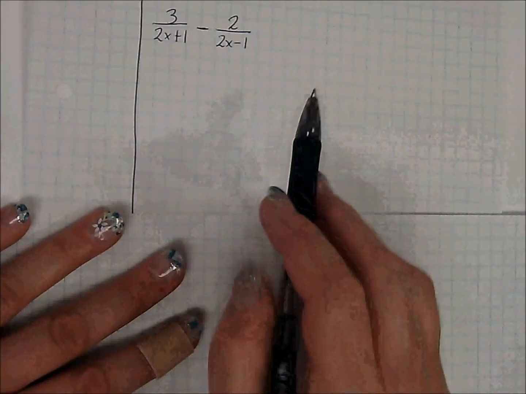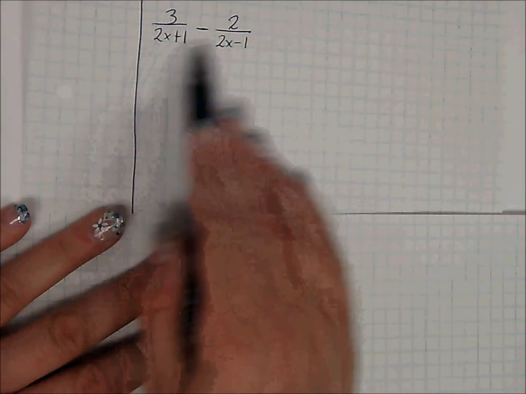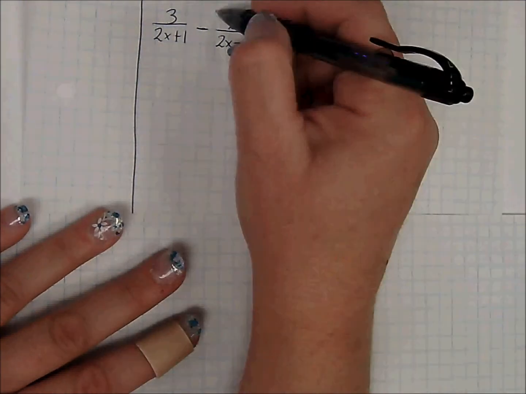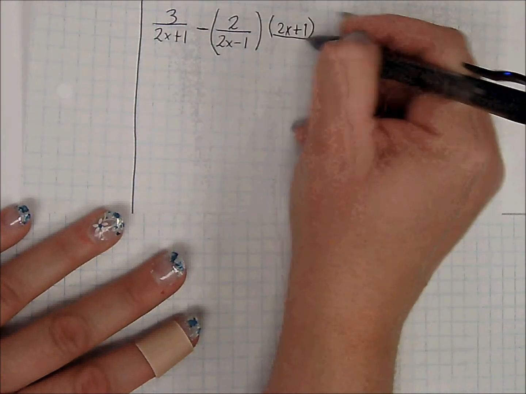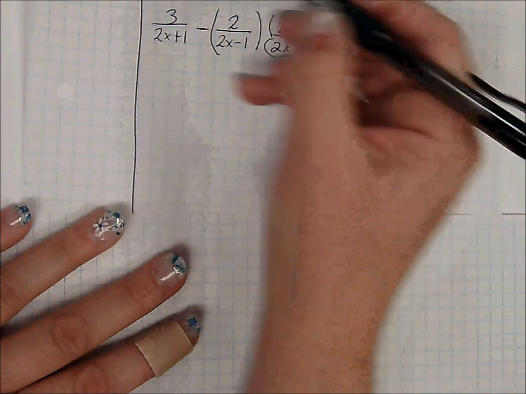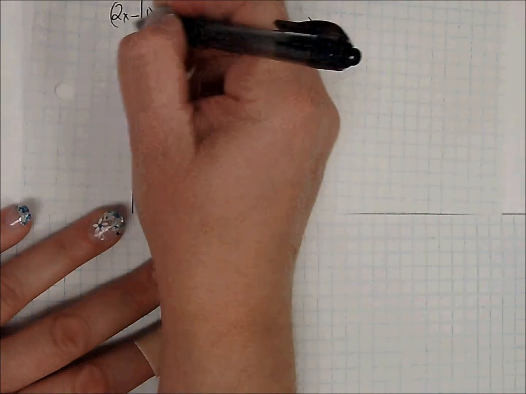Again, be very careful. 2x plus 1, 2x minus 1. I'm going to multiply by 2x plus 1 on this side and 2x minus 1 on this side.